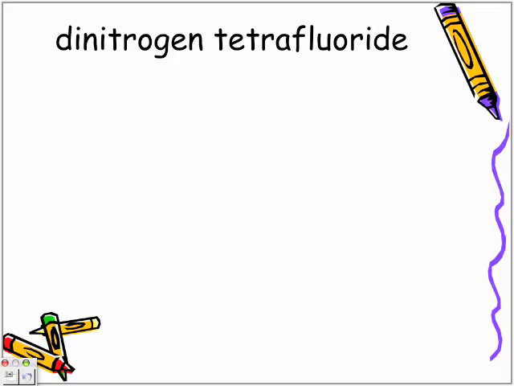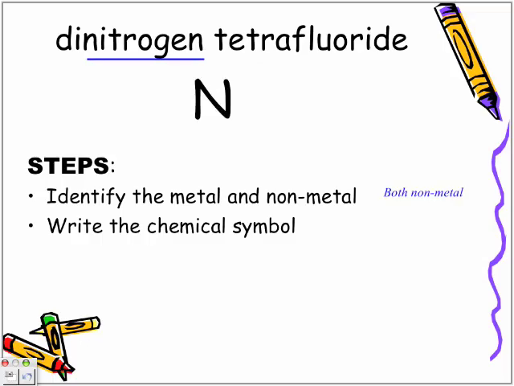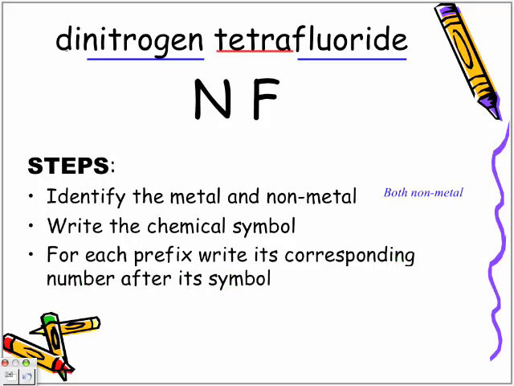So look at another example. Dinitrogen tetrafluoride. Again, we've identified metal, non-metal, and we know that they are both non-metals. So we're going to write out the chemical symbols. Dinitrogen, we write down the N. Tetrafluoride, we write out the formula F. How many nitrogen? Well, we have 2.